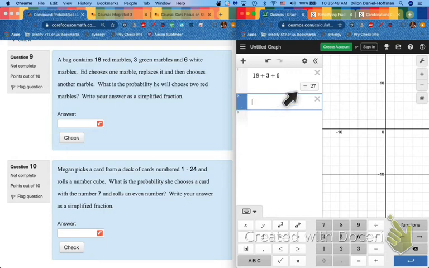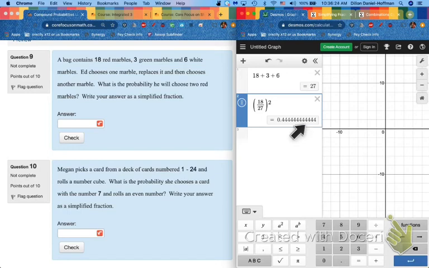But notice I am doing this twice. So 18 out of 27. Now, because you are doing this twice, you have a choice of either multiplying it by also 18 over 27, or you can hit squared. Either way, you will see this decimal, 0.4444.